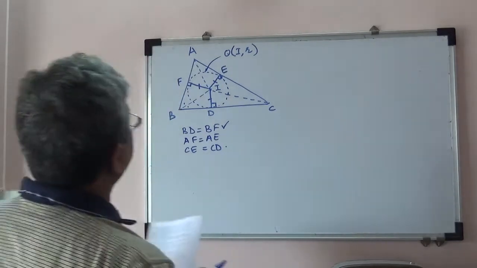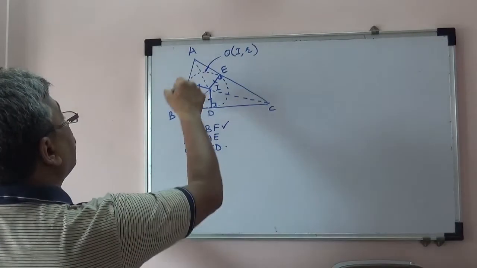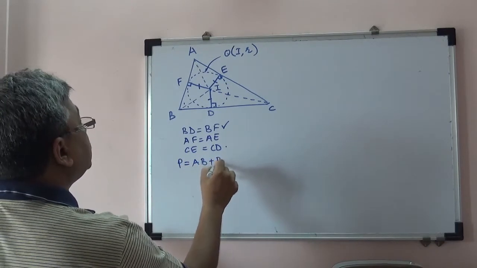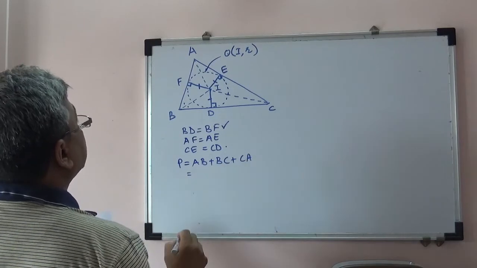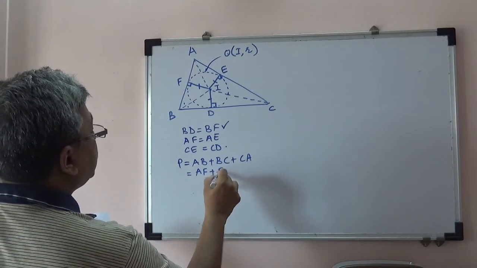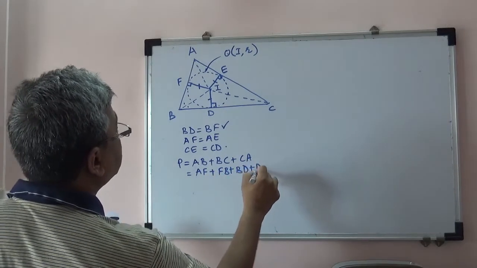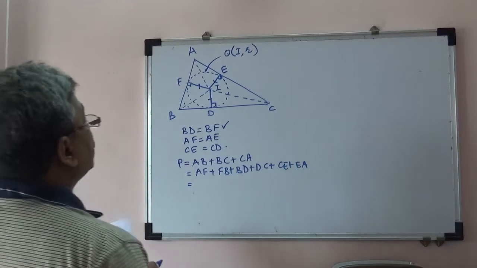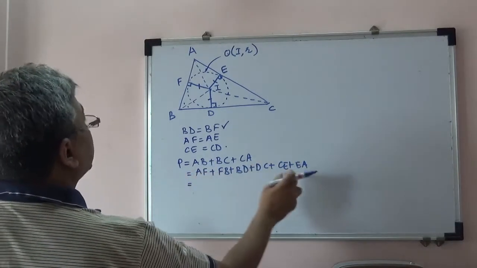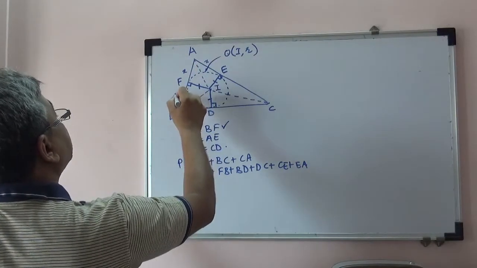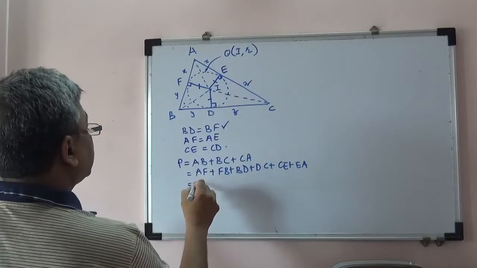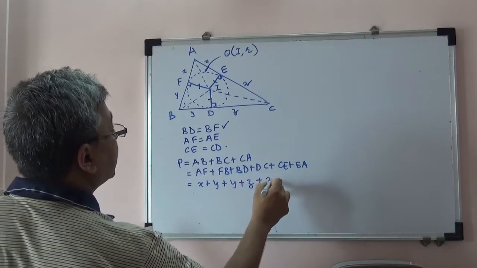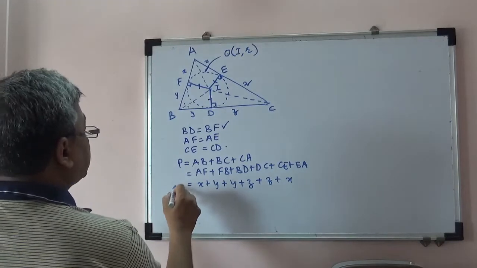Now, if these distances are equal, maybe we would like to calculate the perimeter. The perimeter is equal to AB plus BC plus CA, which is AF plus FB plus BD plus DC plus CE plus EA. Now AF is equal to AE, these two are equal, so let us call AF and AE X. These two are Y. These two are Z. So X plus Y, FB is Y, plus BD is Y, plus DC is Z, plus CE is Z, plus EA is X.